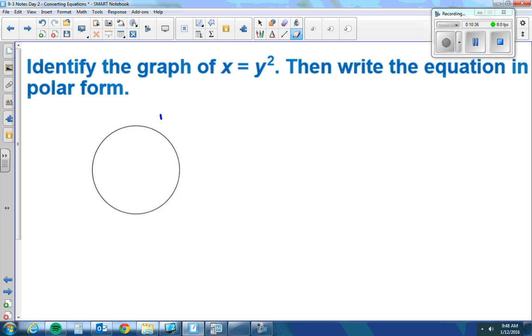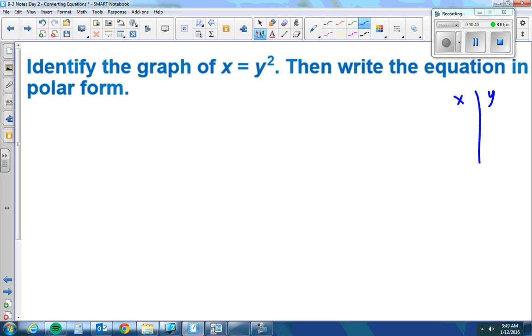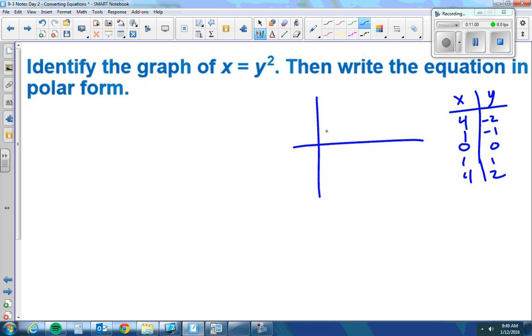By the way, watch this. If you weren't sure, make a table. The thing is, in this example, x is a function of y. So you'd want to pick y values. And if you plug them in, if you square that, you get 0. If you square these, either way you get 1. If you square those y values, you get 4. And so now if you plot those points, you'll have a good idea what the graph looks like.